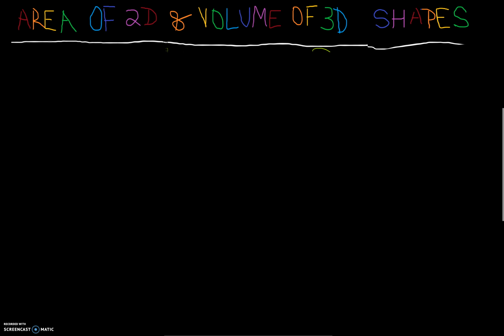So today we're going to be talking about area of 2D shapes and volume of 3D shapes. So this is going to be a two-part series. Today we're going to go over squares and cubes, rectangles and rectangular prisms, circles and spheres.